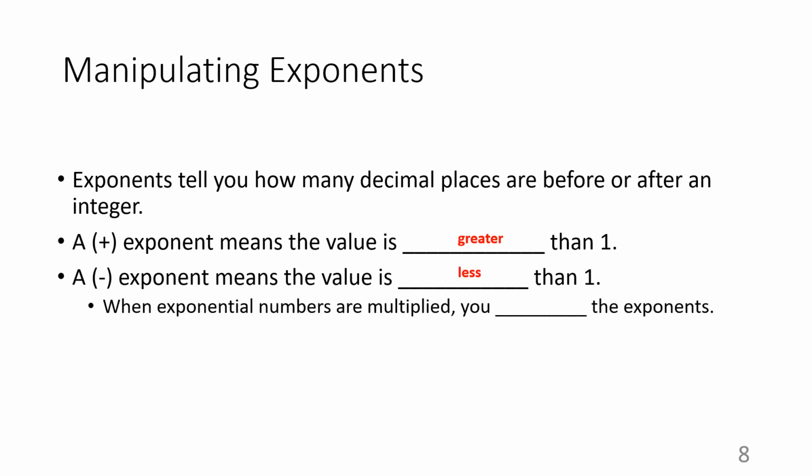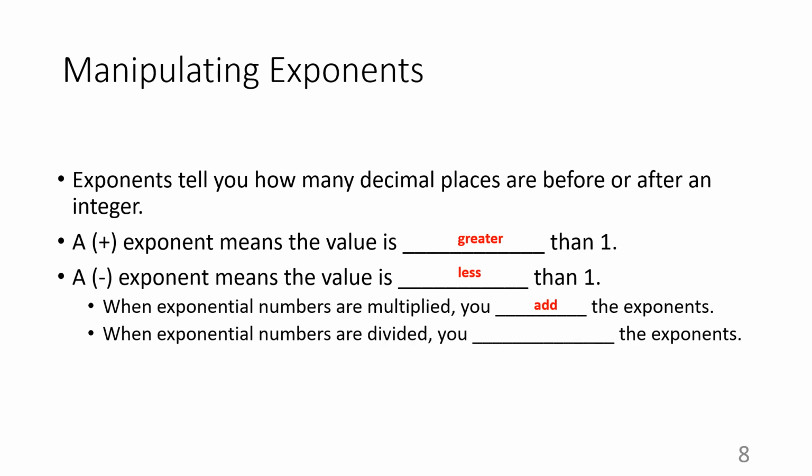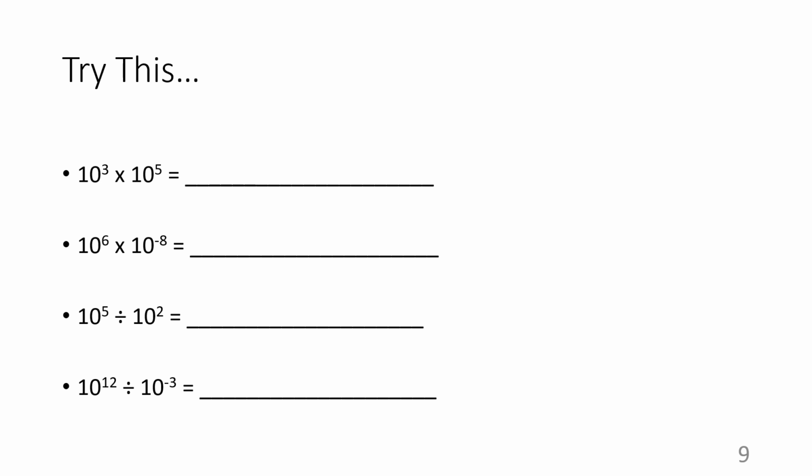When you are working with two exponential numbers and you need to multiply them together, what do you do with the exponents? You add them. When you're dividing exponential numbers, you will subtract the exponents. Let's look at a few examples.